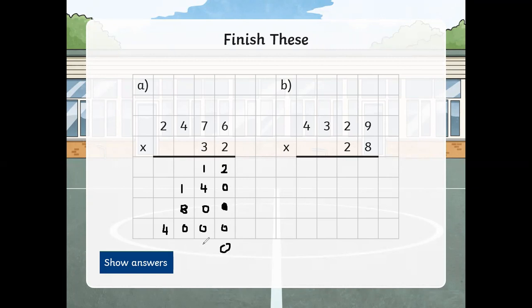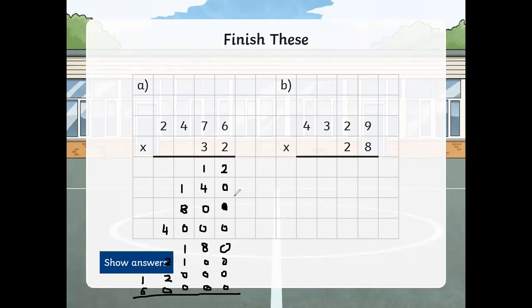And then we go 3 times 6 is 18. We put 2 zeros. And then we go 3 times 7. So that's 21. 3 zeros. And then 3 times 4 gives us 12. And then finally 4 zeros. And 3 times 2 gives us 6.